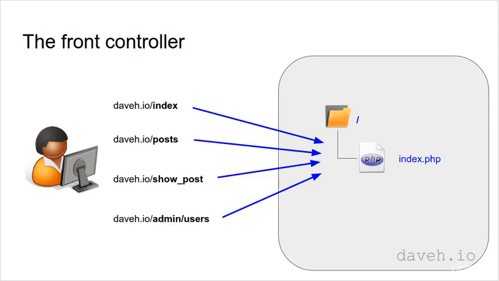As we saw before, every request is now going through one file, the front controller, and we're using the query string to get the request URL or route that we want to use. So now we need to decide which controller and which action inside that controller we're going to execute based on that route.